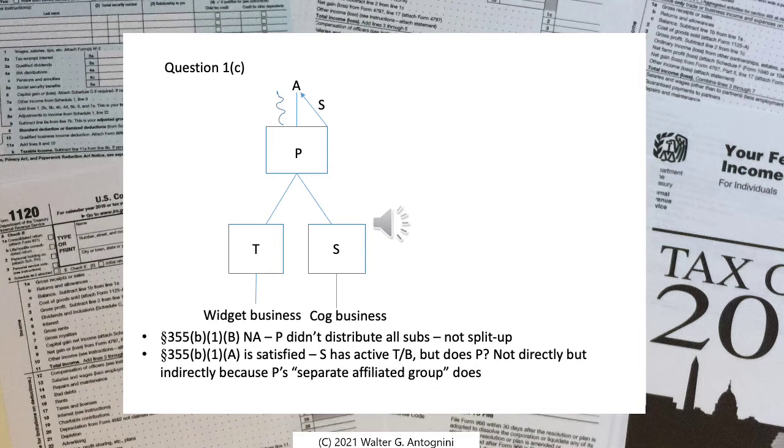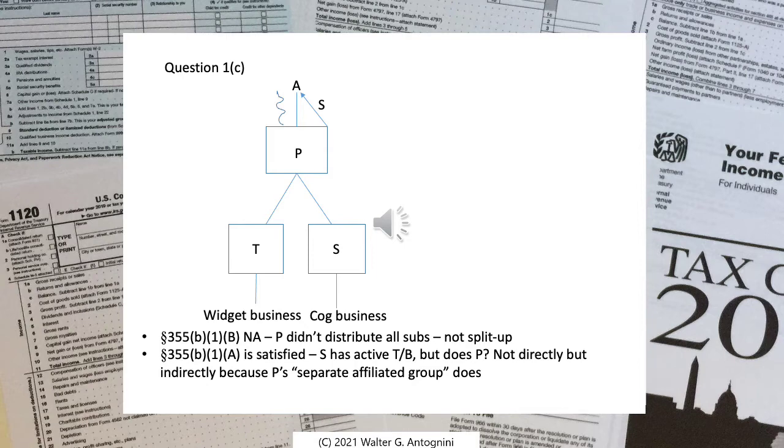Does P actively conduct a trade or business after the distribution? Because in order for (b)(1)(A) to be satisfied, P must actively conduct a trade or business immediately after the distribution. Well, directly, it does not actively conduct a trade or business. But can P be deemed to satisfy the requirement of conducting a trade or business by indirectly conducting a trade or business through subsidiaries? Well, the code does allow for that possibility. The manner of determining whether P indirectly conducts a trade or business has changed not too long ago. The test used to be whether substantially all of its assets consisted of stock or securities in controlled corporations that actively conduct trades or businesses.